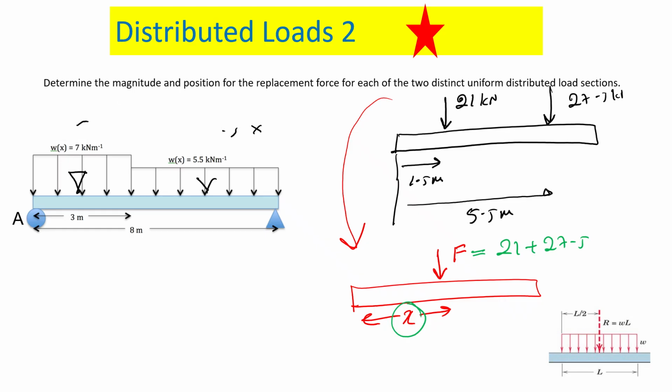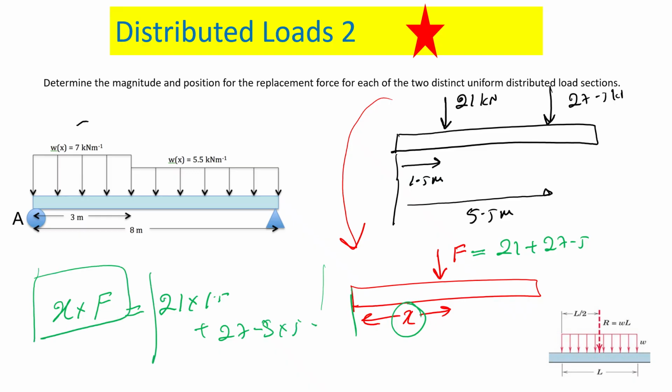No, moment of one diagram is equal to the moment of the other one, because both the diagrams are the same. If you consider the moment of this one, it will be x times F. Am I right? The other moment is what? 21 times 1.5 plus 27.5 times 5.5. These two are equal because it is the same loading system. And the only unknown is the x, and you can find the x. Make sense? Any question? Can I move to the next one?